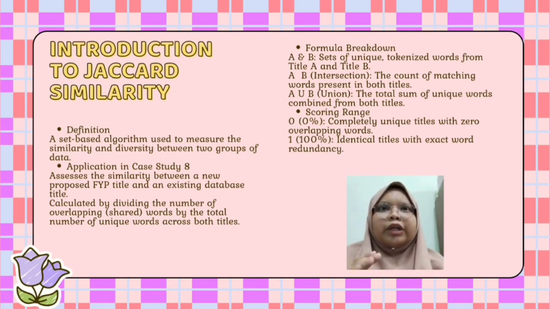For the formulation breakdown, A and B are sets of unique tokenized words from title A and title B. A intersection B is the count of matching words present in both titles. A union B is the total sum of unique words combined from both titles. Scoring range: 0% means completely unique titles with 0 overlapping words, and 100% means identical titles with exact word redundancy.